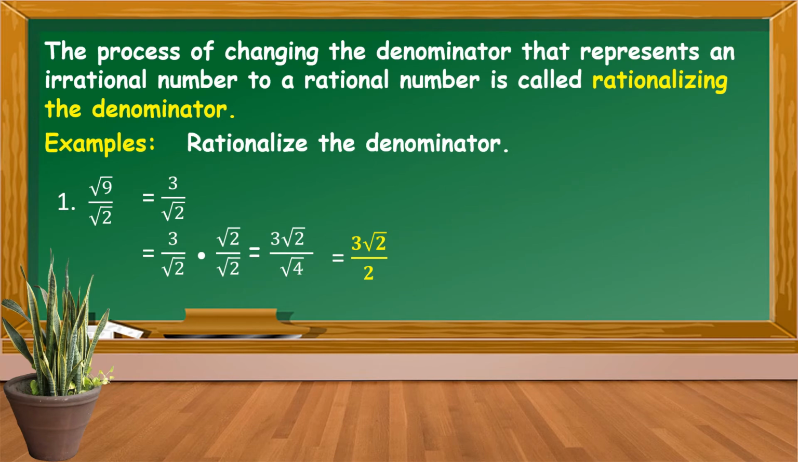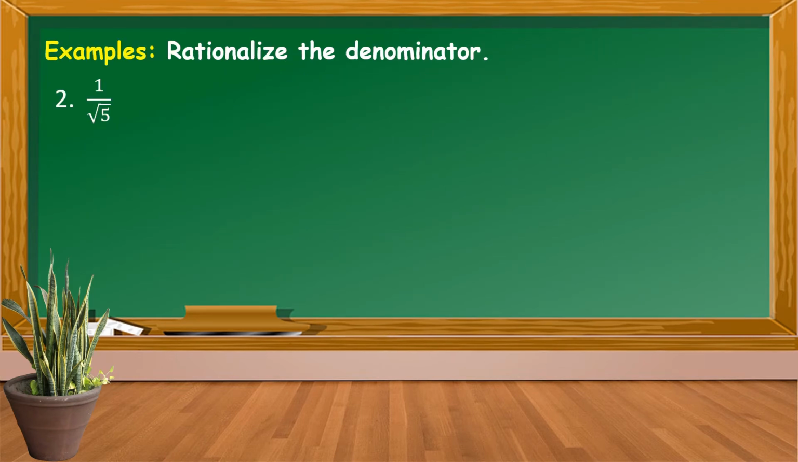We will proceed to number 2 example. 1 divided by square root of 5. Again, this is not considered as a simplified form because there is a radical in the denominator. So, of course, we are going to rationalize. So, 1 over square root of 5. Since our denominator is square root of 5, i-multiply natin siya sa numerator as well as sa denominator. So, 1 times square root of 5 is equal to square root of 5.